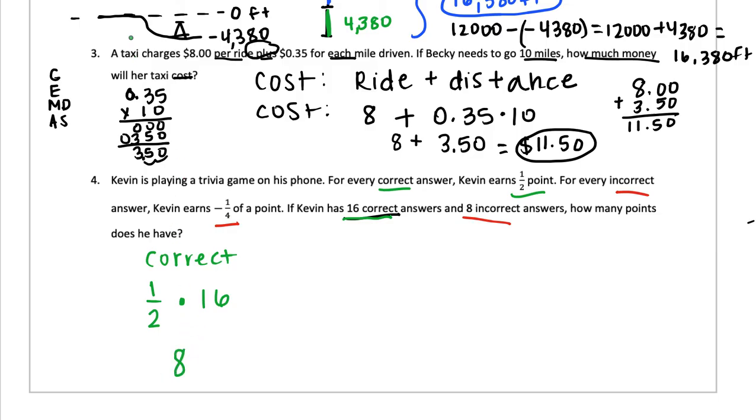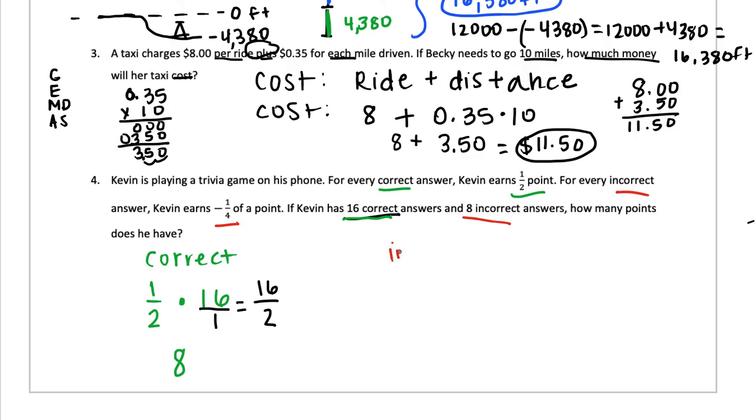Now, mathematically, the way that that works is, well, 16 is a whole number. We can write any whole number over 1. And remember, when we multiply fractions, we multiply across the numerator and across the denominator. So 1 times 16 is 16, and 2 times 1 is 2. A fraction is just a division problem, so now all I have to ask is 16 divided by 2, which is 8. So that means Kevin has earned 8 whole points just for getting all those questions right.